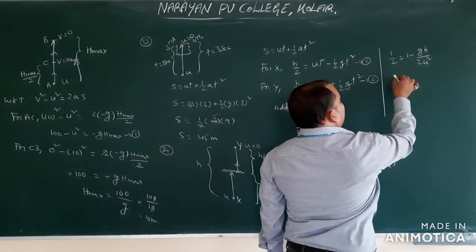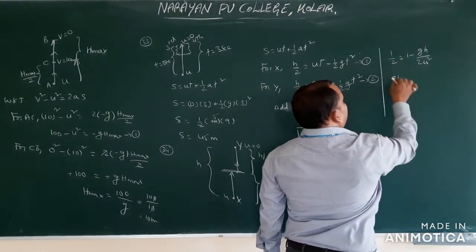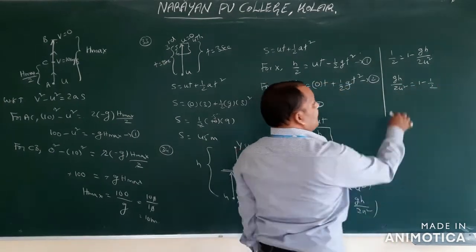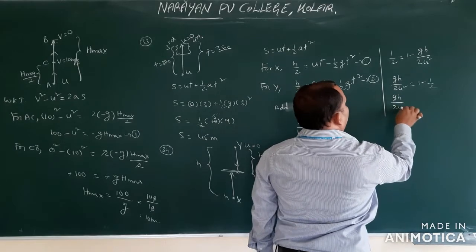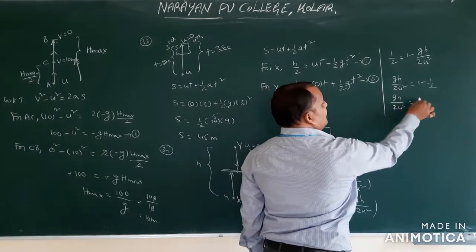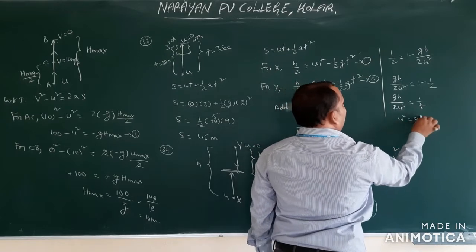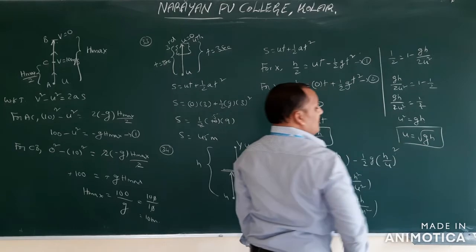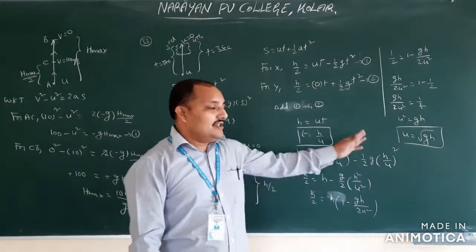Okay. So you can bring this: gh by 2u square equal to 1 minus 1 by 2. 1 minus 1 by 2 is nothing but 1 by 2. This 2 will be cancelled, and this u square will go to this side. u square equal to gh. So u is equal to root gh. That is the initial velocity.